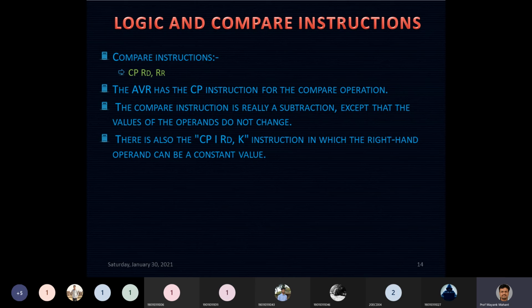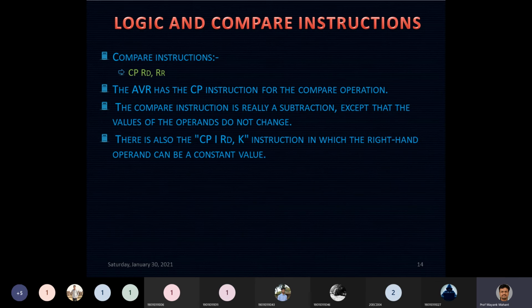So the compare instruction is really a subtraction instruction that we have already seen in the case of the 8085 microprocessor. It is a replica of it. The only difference is the mnemonics. In that case it is CMP, over here it is only CP.